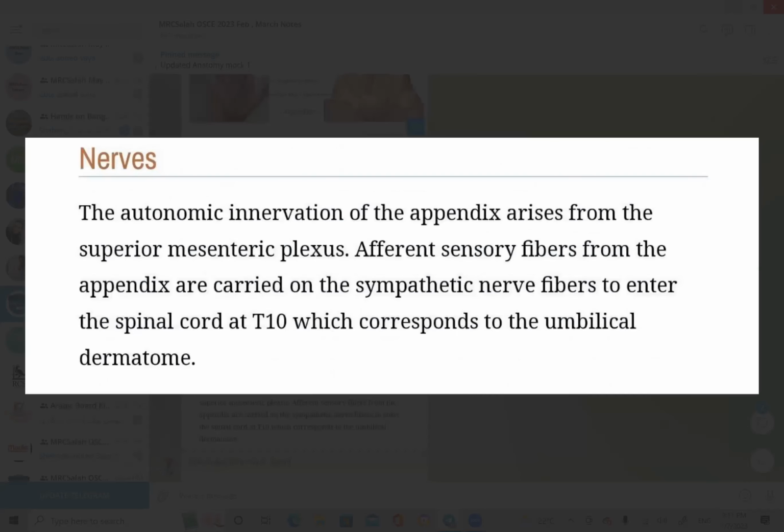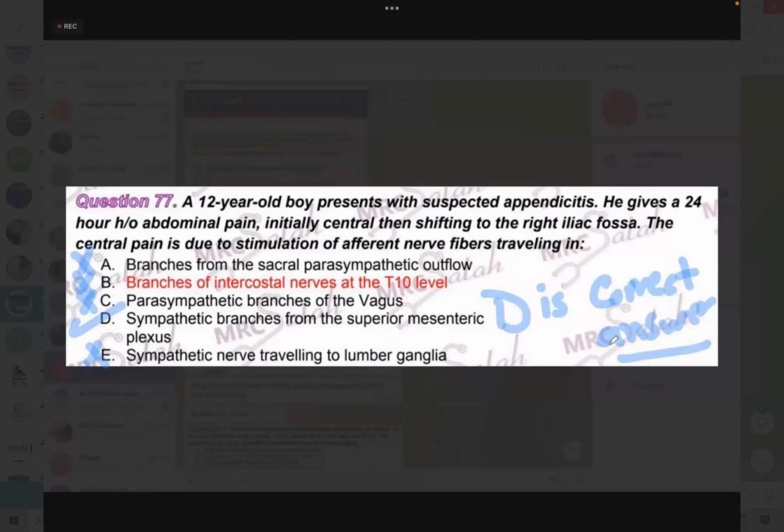Okay, this is the evidence. And by the way, you should answer this way. You will say that the sympathetic branches from the superior mesenteric plexus are the cause of central pain, because they will enter at the level of T10, which is the dermatome for the umbilicus, and so will cause the central pain. Okay? Good memory.